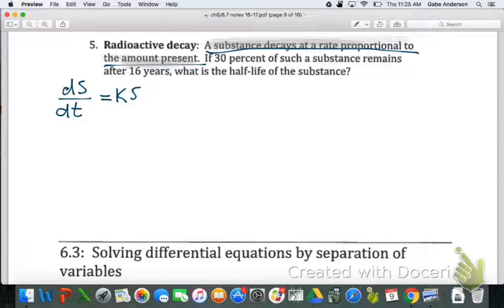So in a case like that, I am okay with you doing this. I recognize what that is. I know that my solution curve will be this: S equals Ce^(kt).